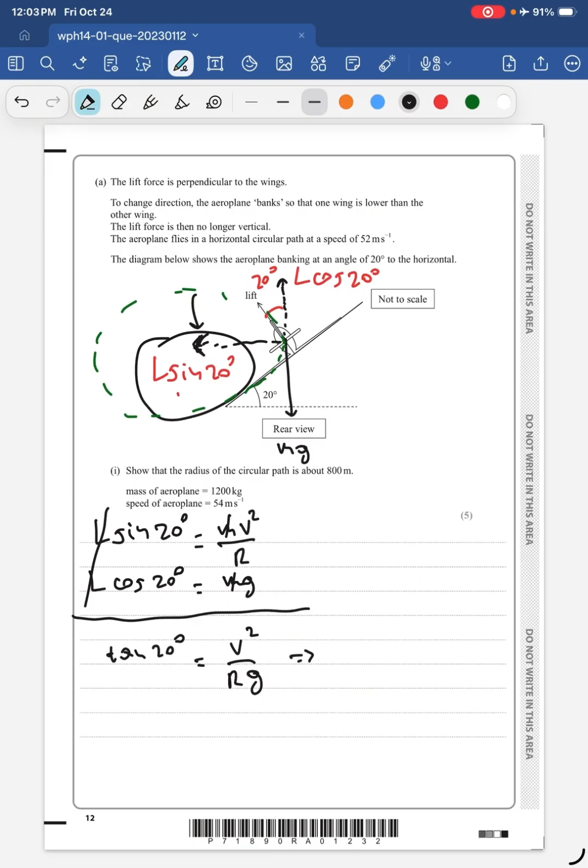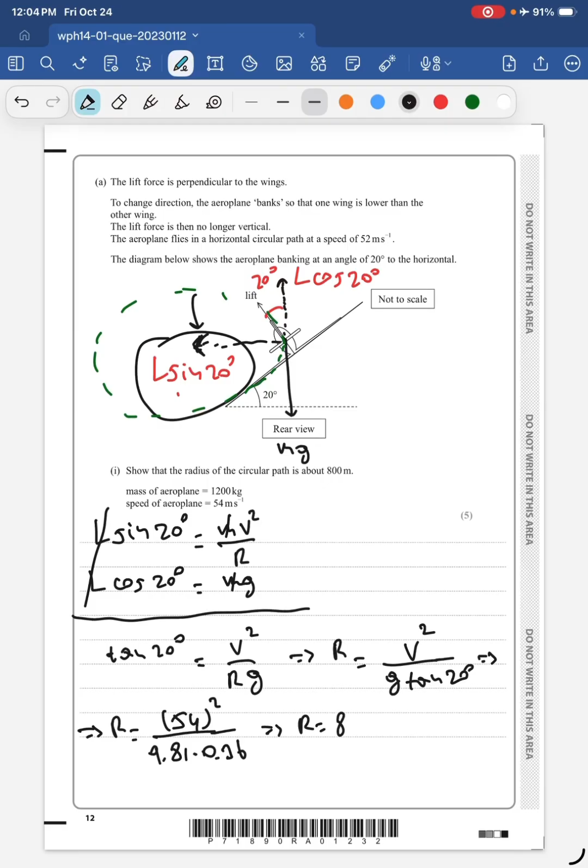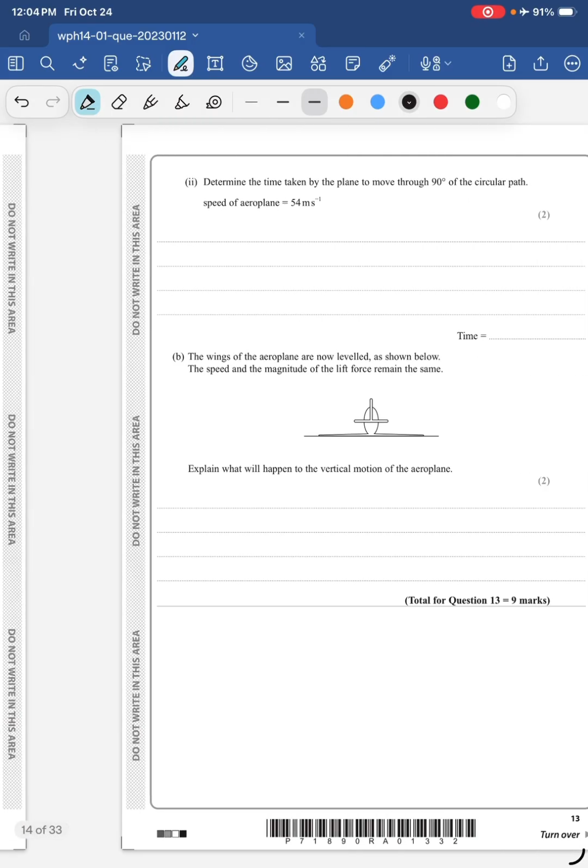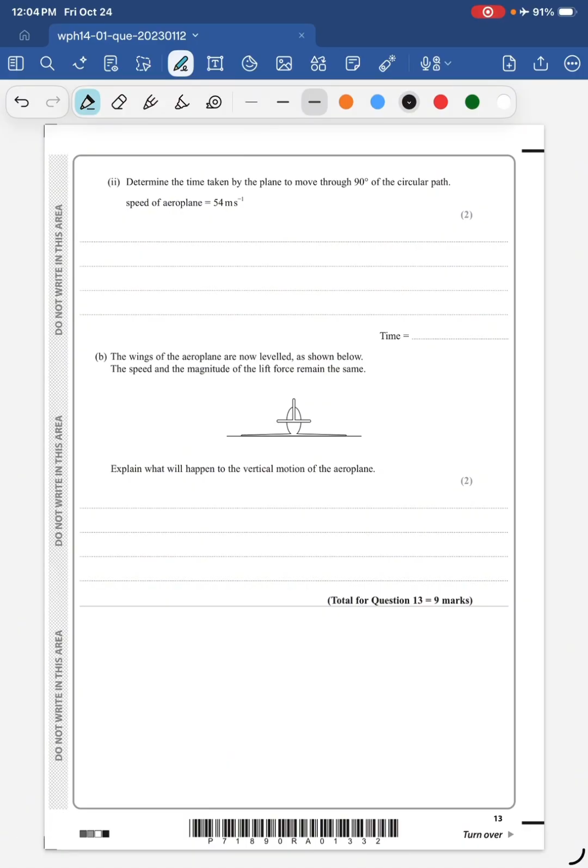And we are asked to find the radius, so the radius is v squared over g times the tangent of 20 degrees. So the radius is 54 squared over 9.81 times 0.36, which is the tangent of 20. So the radius is 816.68 meters, which is about 800 meters as stated. Okay, that's a good start. Let's move on to part 2.